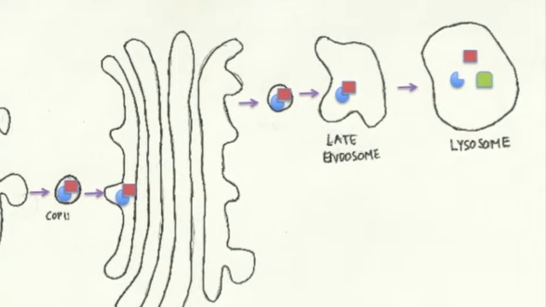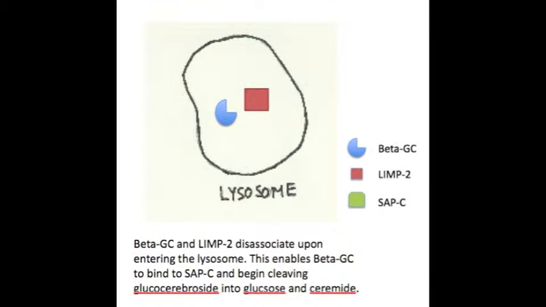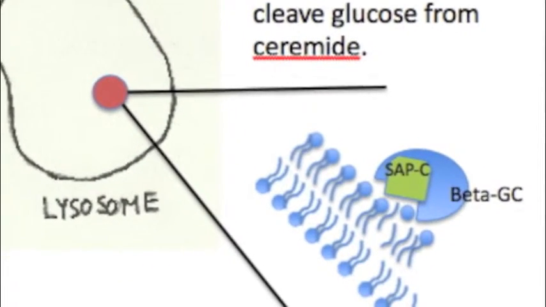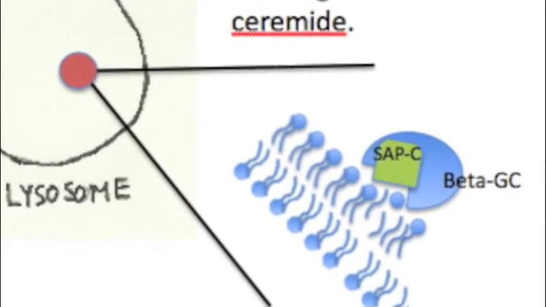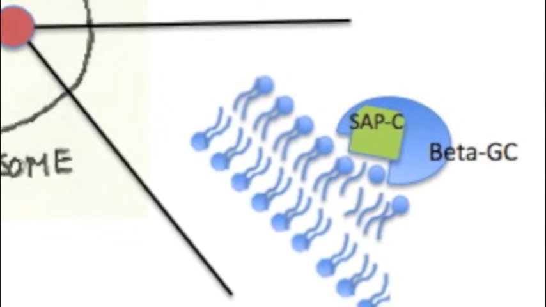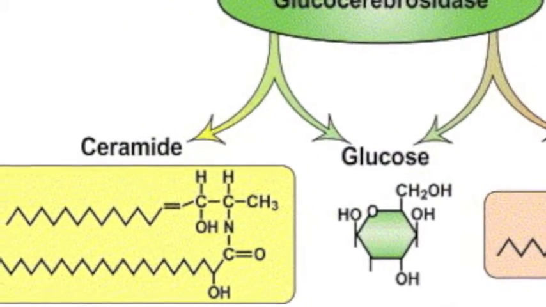The acidic lysosomal pH facilitates dissociation of beta-GC from LIMP2. Once the beta-GC and LIMP2 dissociate, SAPC identifies the active site of beta-GC enzyme and binds to it. This event activates the beta-GC enzyme, which then binds to glucocerebroside and breaks it down to glucose and ceramide.